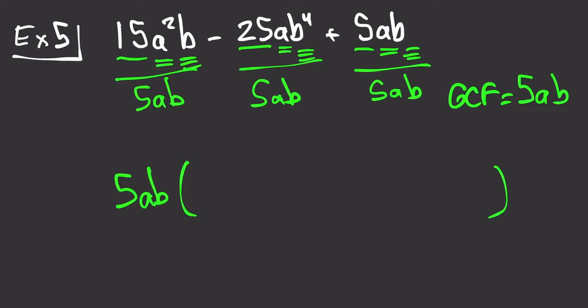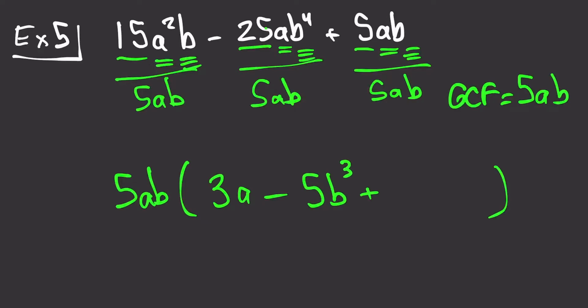So 15 divided by 5, that's 3. A squared divided by a is a. B divided by b is 1, so we don't need to write that down. Minus 25 divided by 5 is 5. A divided by a is 1, so I don't need to write it down. B to the 4th divided by b is b cubed. But notice what happens here.